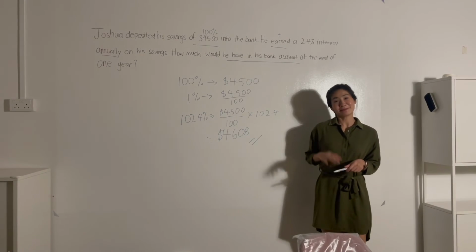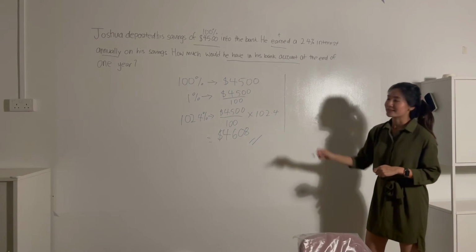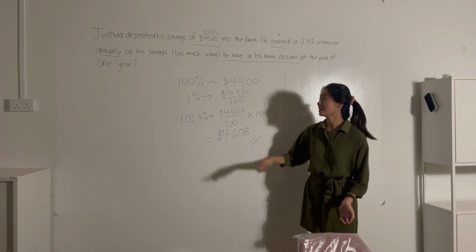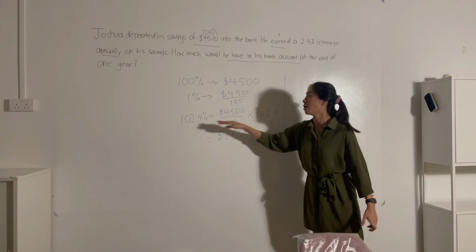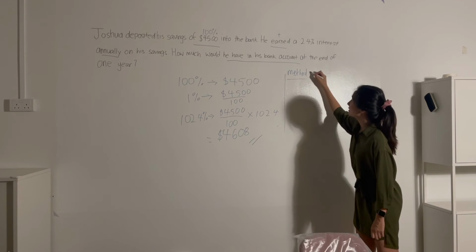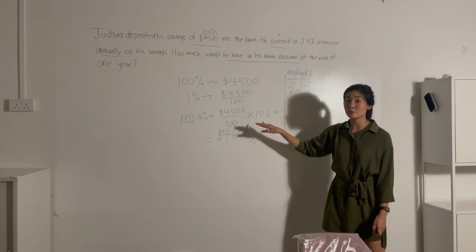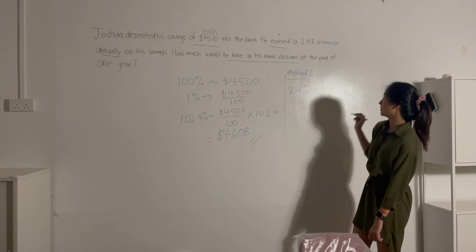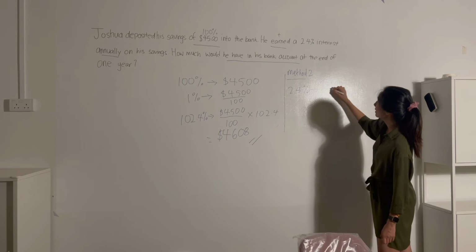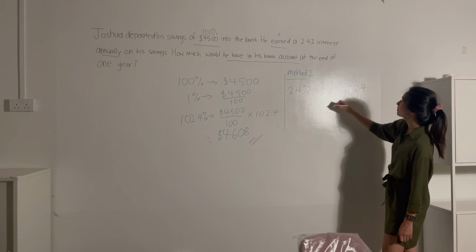As requested by some students, I will be showing another method. What is the other method? To be very honest, it's not very far off from what I have just shown. So instead of finding 102.4% straight away, in method 2 we will be finding 2.4%. Here, we will use 4,500 out of 100 times 2.4.